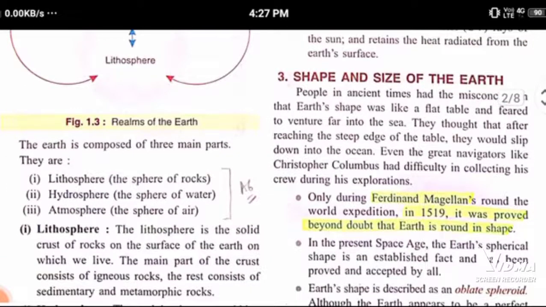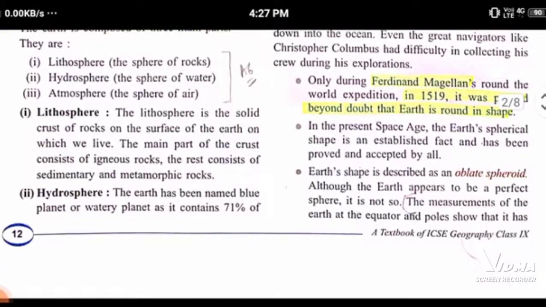So the same thing I told you, that the earth is composed of three main parts: lithosphere, that is land; hydrosphere, the word hydro means water; and atmosphere, air. Now we are going to discuss the first main part of the earth, that is lithosphere.